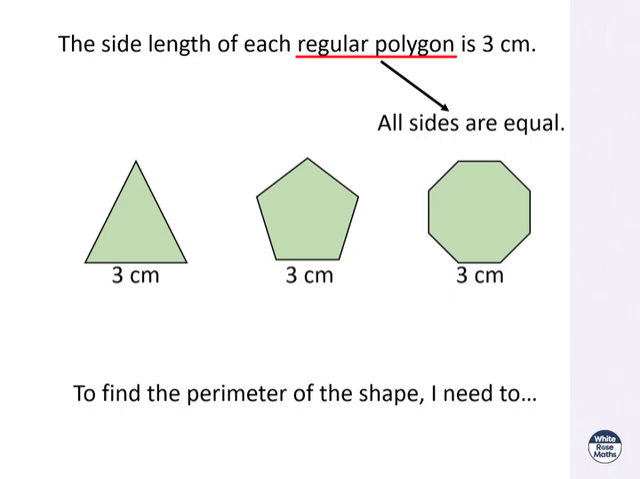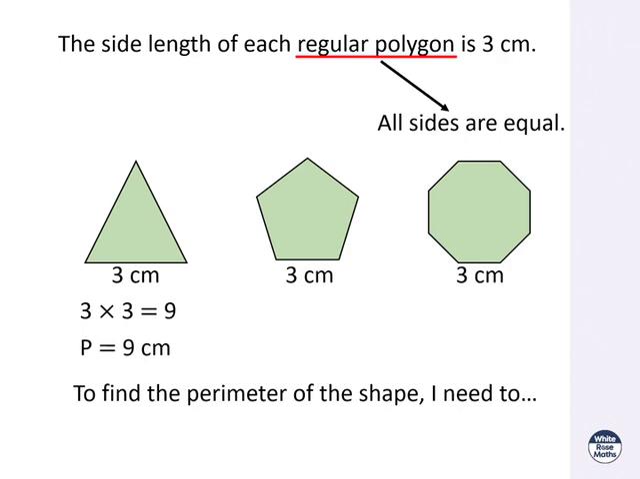Let's have a think about this now. Let's start with the triangle. I know that the side length is 3 and there are 3 equal sides. So 3 multiplied by 3 is equal to 9. So that must mean the perimeter is 9 centimeters.